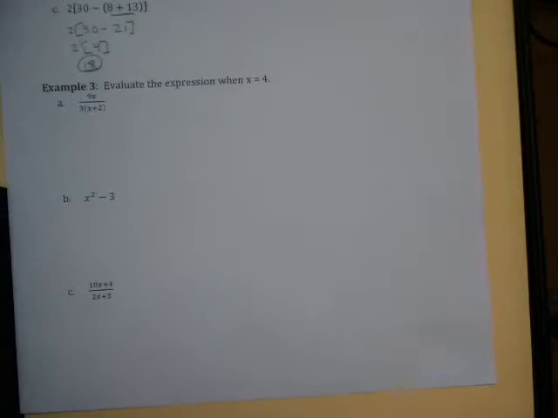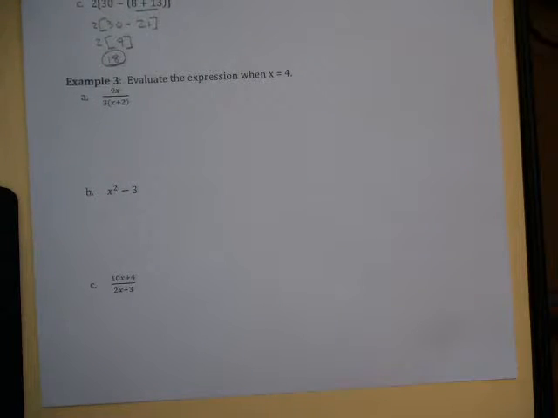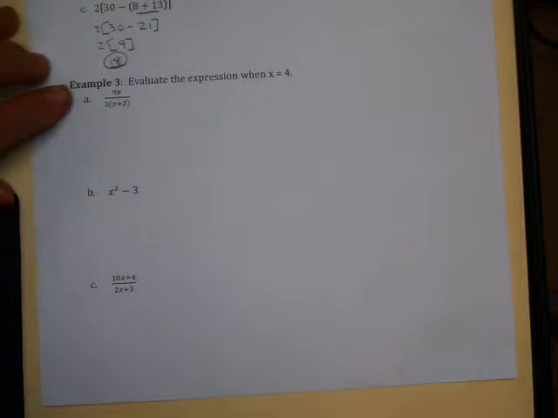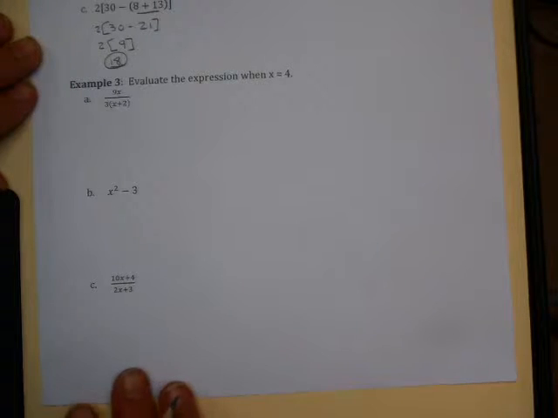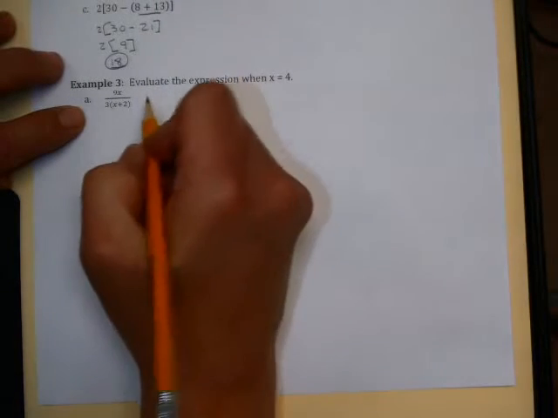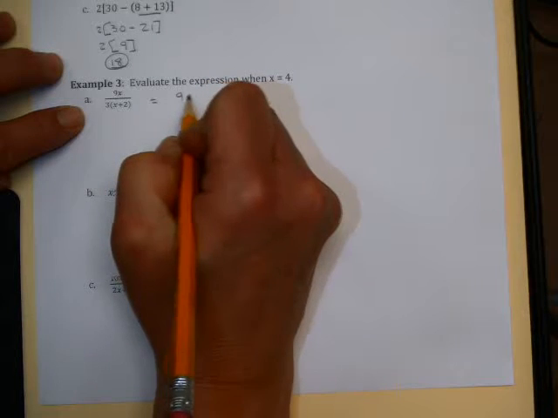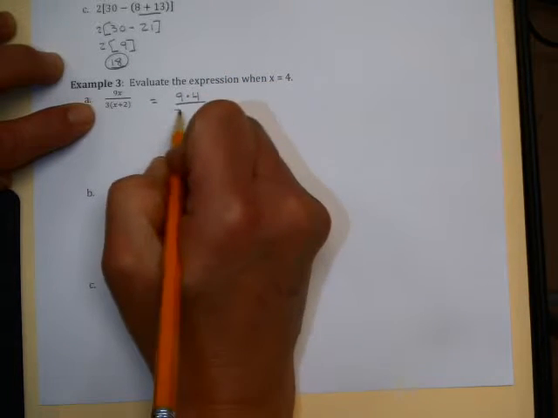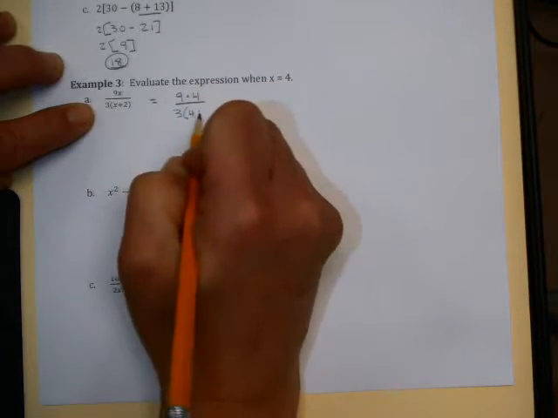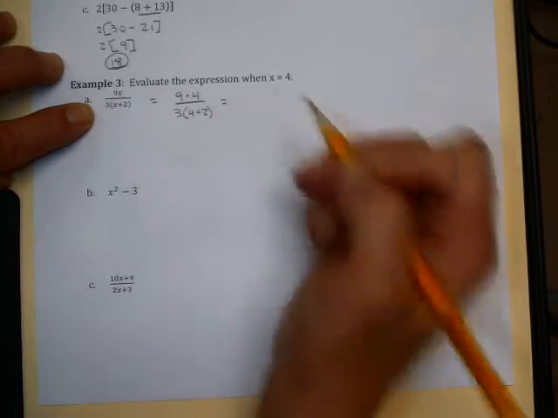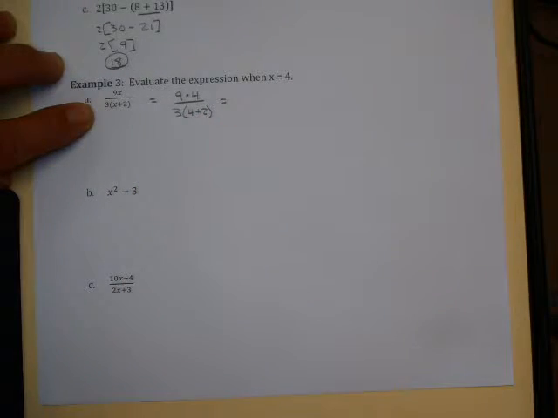Another type of example that you may be asked to do is to evaluate an expression given a value. So in example 3, we're told that x equals 4. So first we'll substitute that value in for x. So everywhere I see an x, I'm going to place a 4. Then I'm going to apply the order of operations.